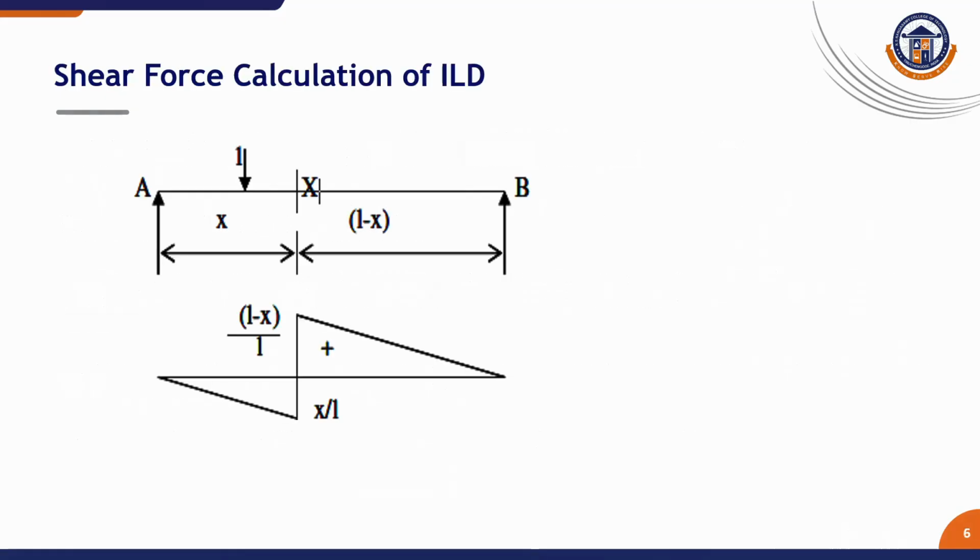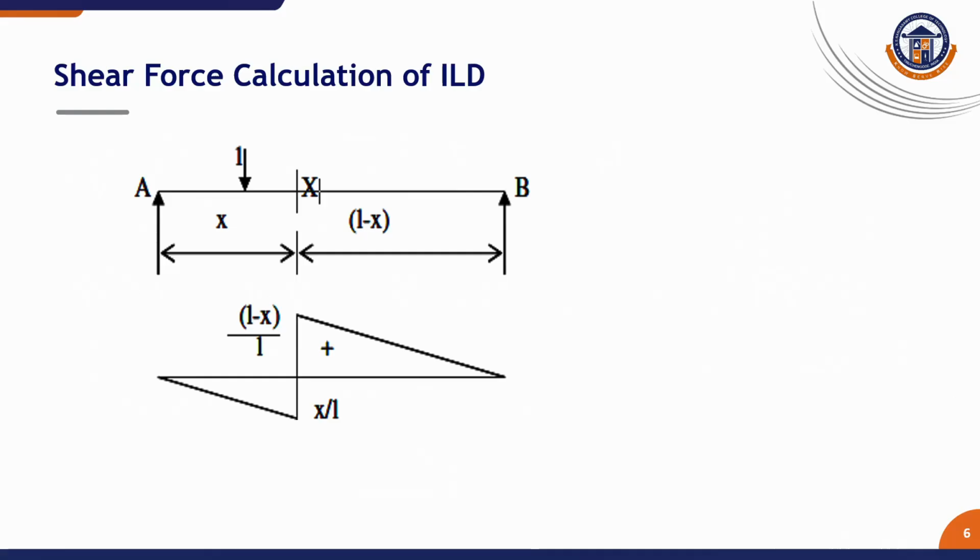Now let us focus on the construction of an ILD for shear force. Imagine we want to know the shear force at a specific section, say section C, of a simply supported beam as a unit load moves from left to right. The shear force at C changes. The ILD is constructed by calculating the shear force at C for every possible position of the unit load.